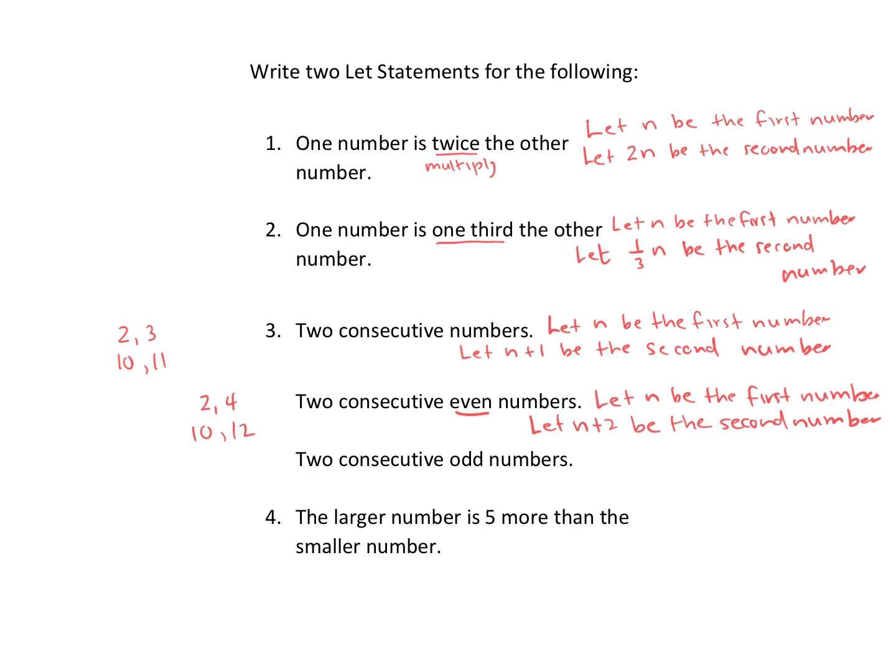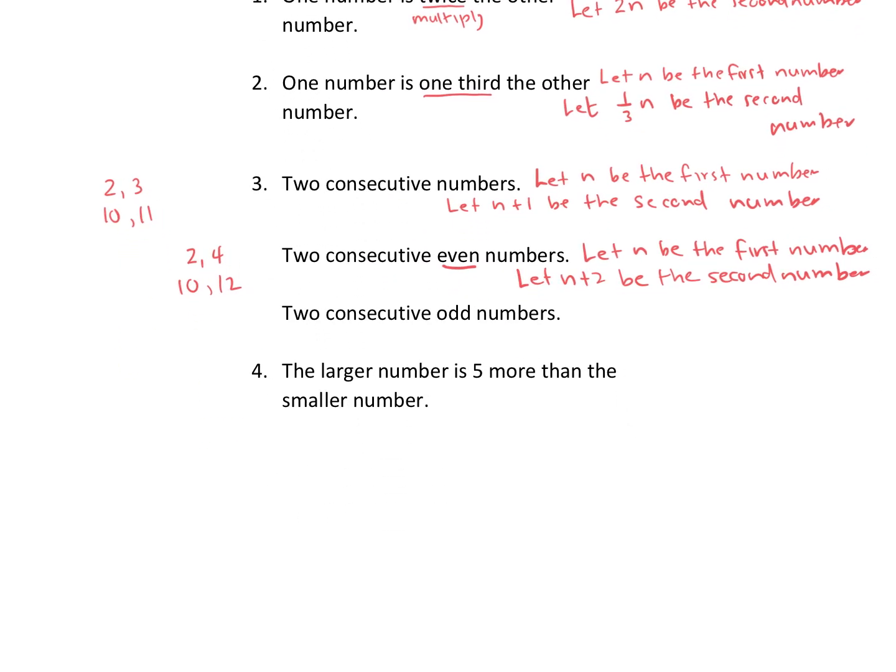Okay, if they're odd, so an example of two odd numbers might be 3 and 5. It might be 11 and 13. So even though they're odd, they're still 2 more, right? If I go from 3 to 5, I'm increasing it by 2.